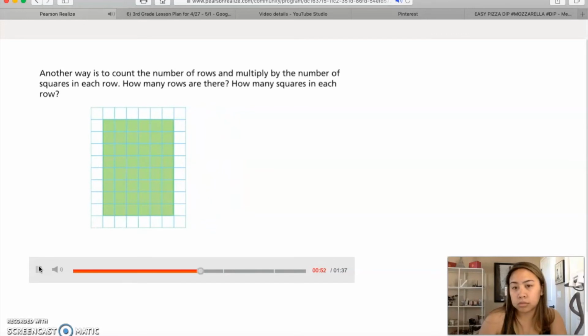Another way is to count the number of rows and multiply by the number of squares in each row. How many rows are there? How many squares in each row?